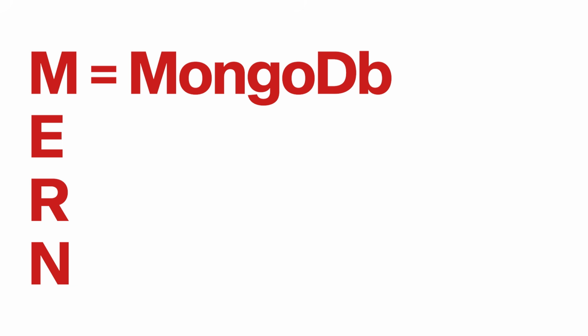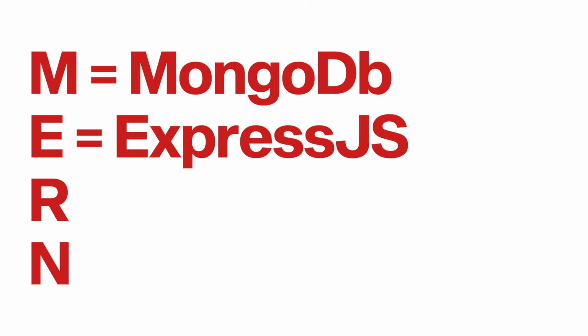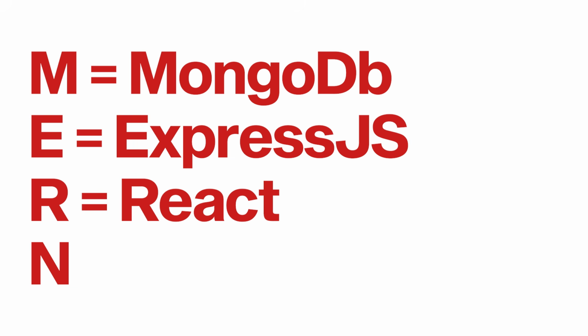So after you're done with this, try building end-to-end projects with the MERN full stack. This MERN stack is a popular coined term where M equals MongoDB, the database, E equals Express.js, the server framework, R is React, that is the front end, and N is Node.js. Node.js is also something that you have to learn.